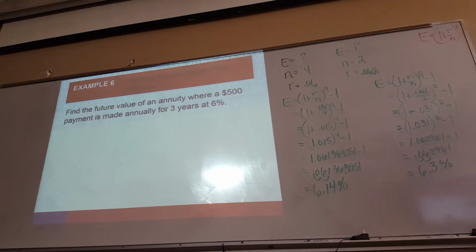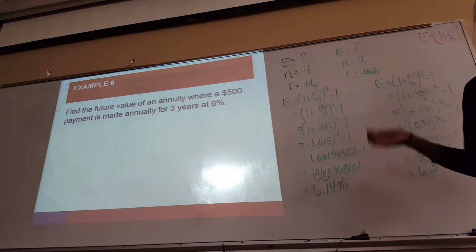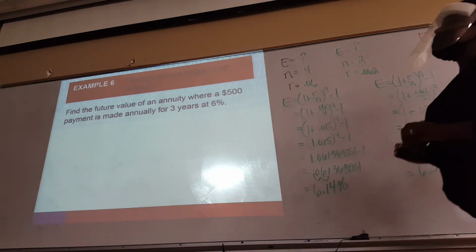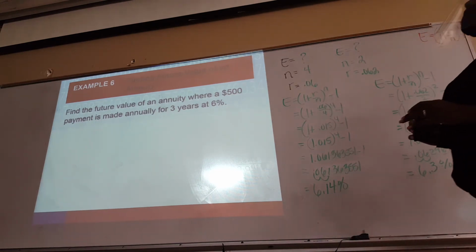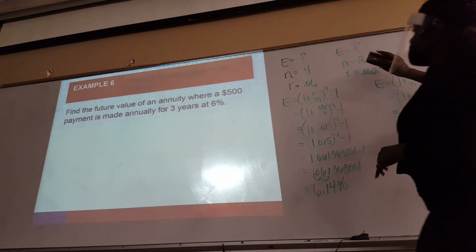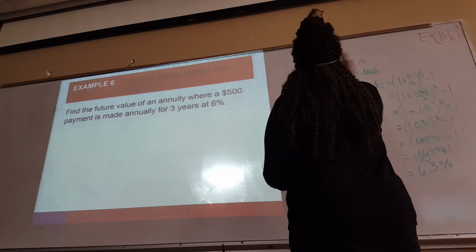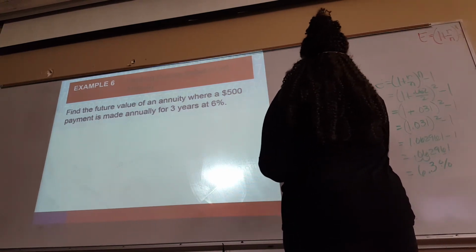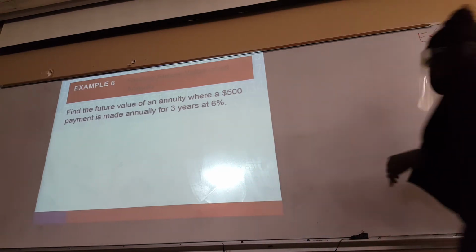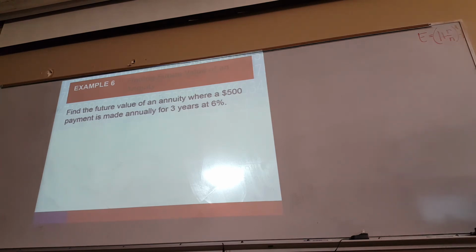Okay, so you remember with compound interest how we actually did it by hand before we got the equation? That's what we're about to do now. It says find the future value of an annuity where a $500 payment is made annually for 3 years at 6%. Actually, we can do it this way.